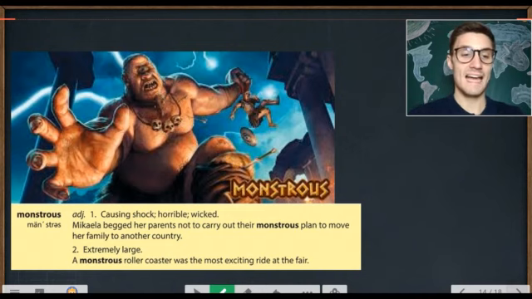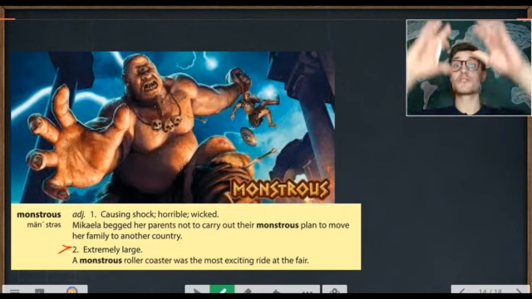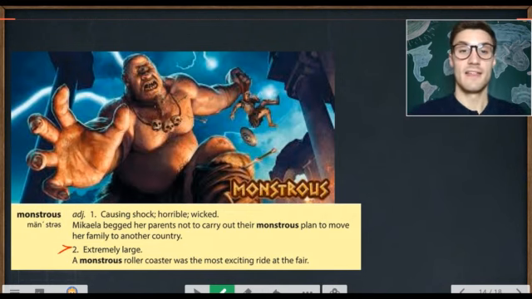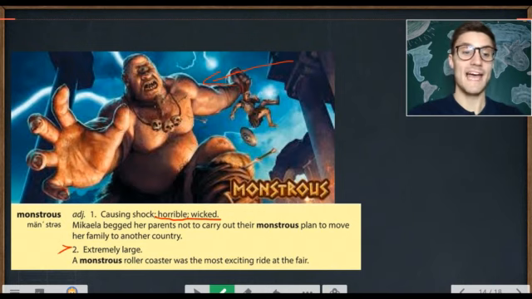The second adjective meaning is a word we use to describe things which are extremely large. A monstrous roller coaster was the most exciting ride at the fair. So very big. A monstrous car. A monstrous truck. This guy is monstrous in both ways. He is horrible, wicked, and extremely large. So he is monstrous.